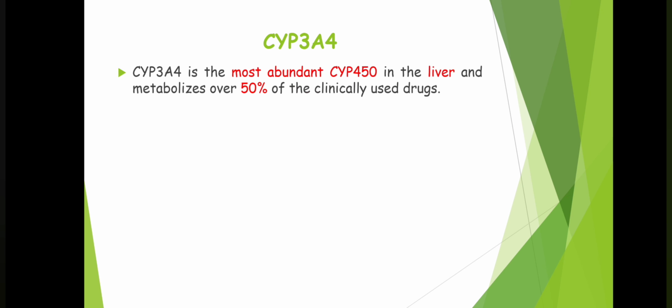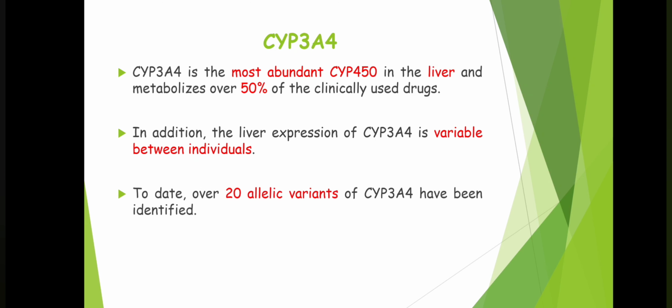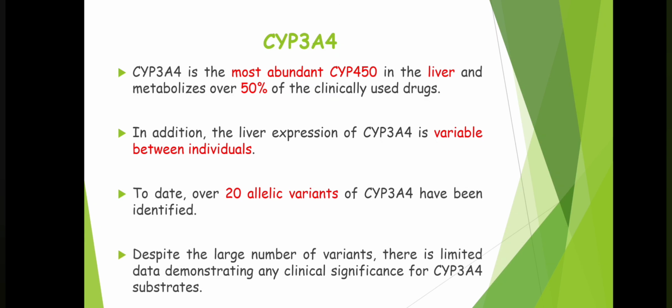Our last enzyme is CYP3A4. CYP3A4 is the most abundant CYP450 in the liver and metabolizes over 50% of the clinically used drugs. In addition, the liver expression of CYP3A4 is variable between individuals. To date, over 20 allelic variants of CYP3A4 have been identified. Despite the large number of variants, there is limited data demonstrating any significant clinical significance for CYP3A4 substrates.